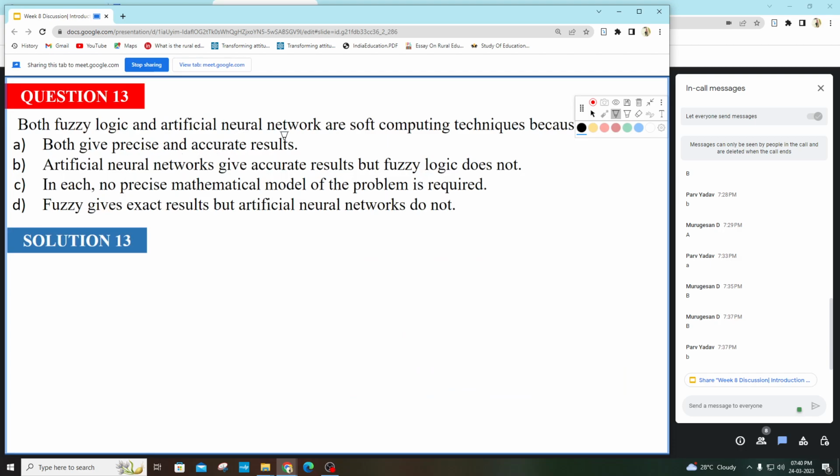Both fuzzy logic and artificial neural network are soft computing techniques because: A, both give precise and accurate result; B, artificial neural network gives accurate result but fuzzy logic does not; C, in each, no precise mathematical modeling of the problem is required; and D, fuzzy gives exact result but artificial neural networks do not. Any guesses for this question? Parv Yadav is telling C. Any other guesses?